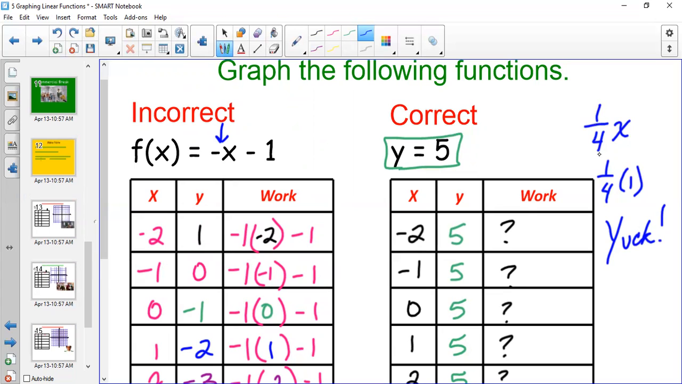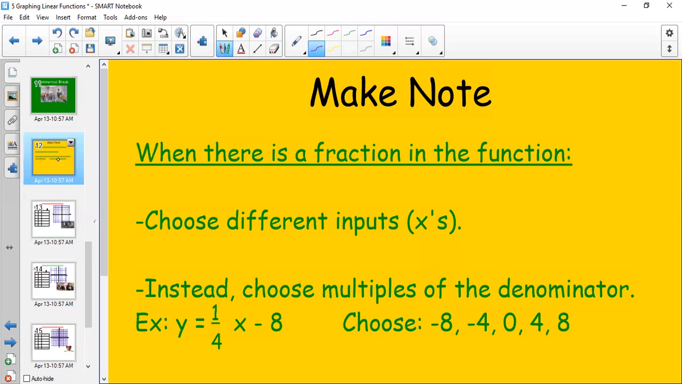Okay, so I'm going to be smart about the x values that I choose. I know that 1/4 is basically like dividing by 4. So I'm going to choose numbers that are easy to divide by 4. So like 4 is easy to divide by 4. 8's easy to divide by 4. So I'm going to choose numbers that are multiples of the denominator. Okay, so that's going to be the difference. We're going to choose multiples of the denominator for our x values.